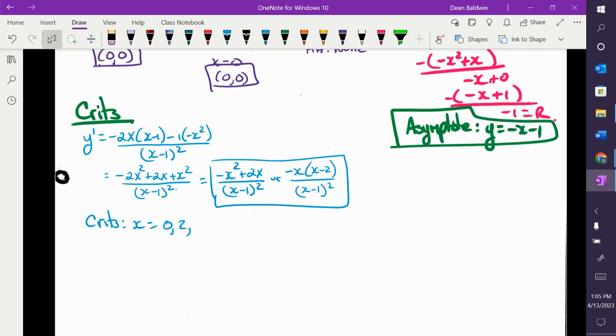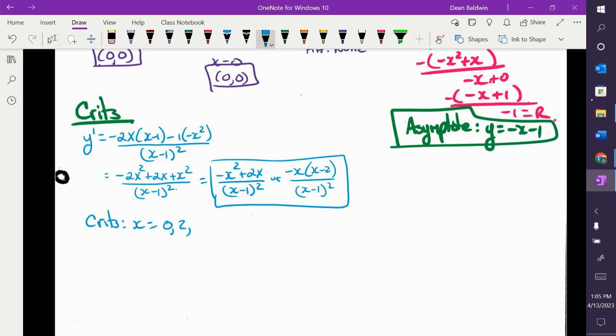And what makes it undefined? Just 1, not positive or negative 1, because it's not x squared minus 1. If you put negative 1 in there, negative 1 minus 1 is negative 2, right? So it's still defined. Only positive 1 will make it undefined.